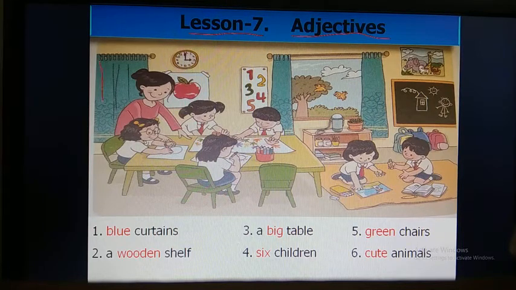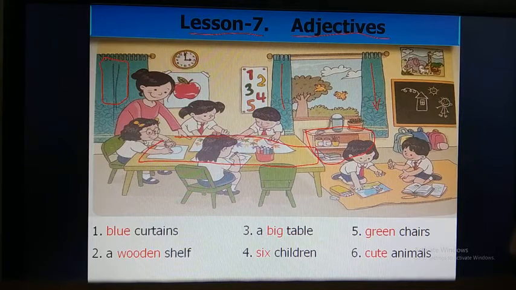There is a blue curtain. Okay, here blue curtain, here also blue curtain, fixed in the window. You can also see a wooden shelf here. Okay, wooden shelf here in the picture. You can also see a big table here. Okay, big table you can see here.